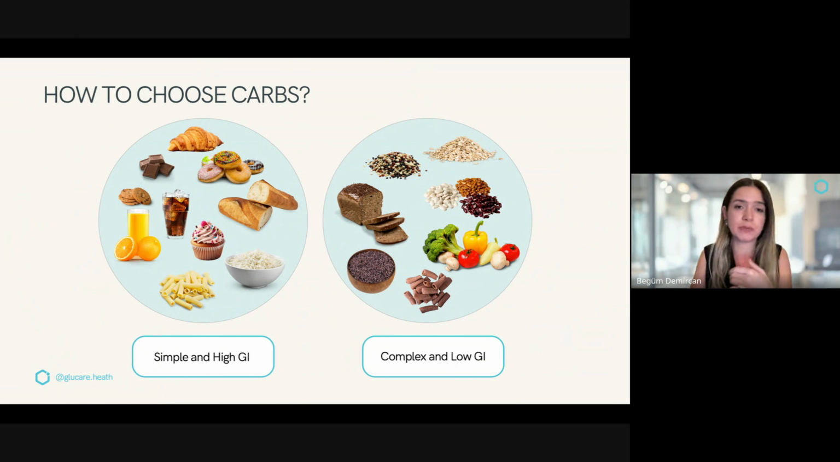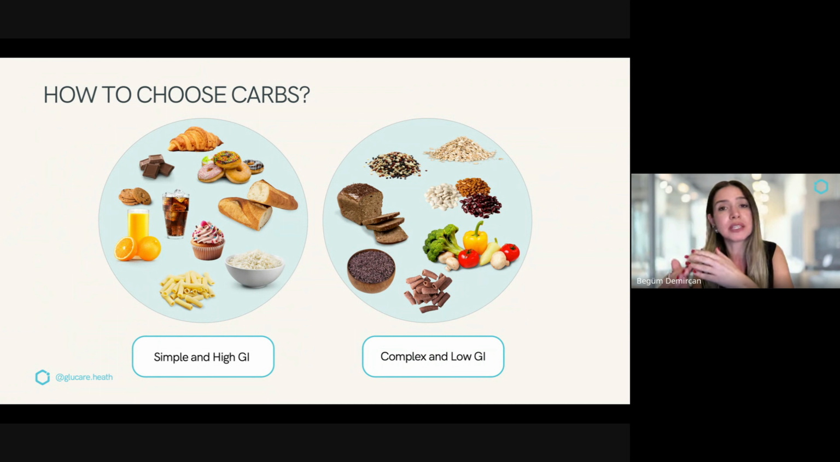All the white flour-based products, all the pastries, rice, pasta, sugar-added products, beverages, juices, chocolates, biscuits, they're in the mostly simple group. However, the mostly complex group: brown bread, brown rice, quinoa, buckwheat, legumes, beans, chickpeas, lentils, oats, bulgur, whole grains, vegetables, they're in that group.